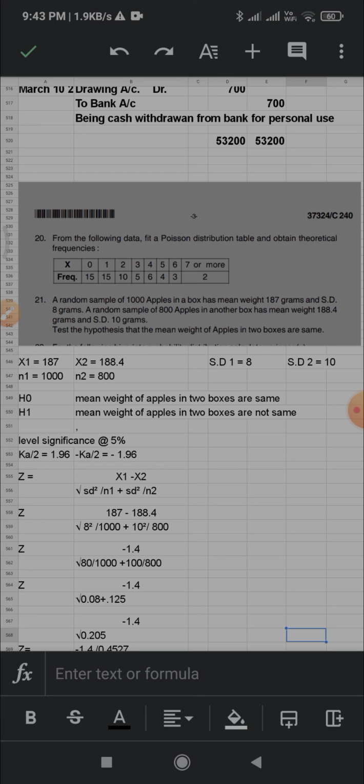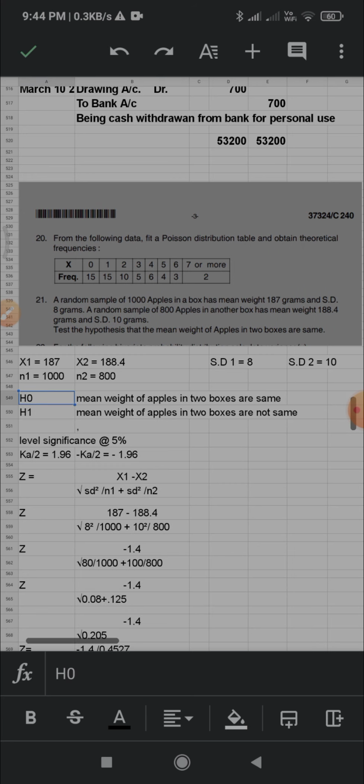So what is the information given in the question? I just gathered here. First, x bar 1 is nothing but 187 grams, the mean weight of 1000 apples. And x bar 2 is 188.4 grams for 800 apples. Next, standard deviation 1 is 8, and standard deviation 2 is 10. Next, n1 is 1000 apples, and n2 is 800 apples.